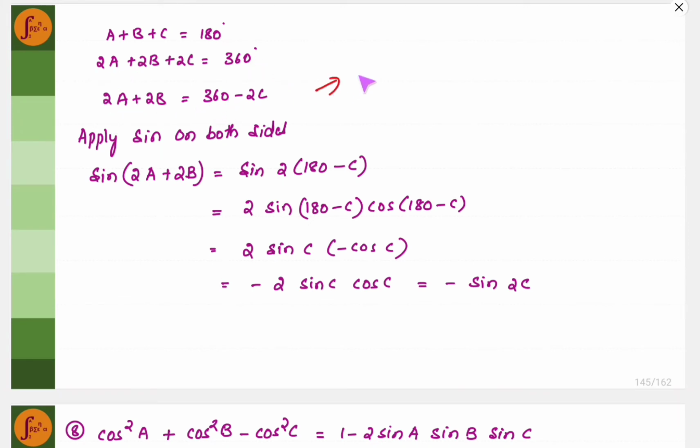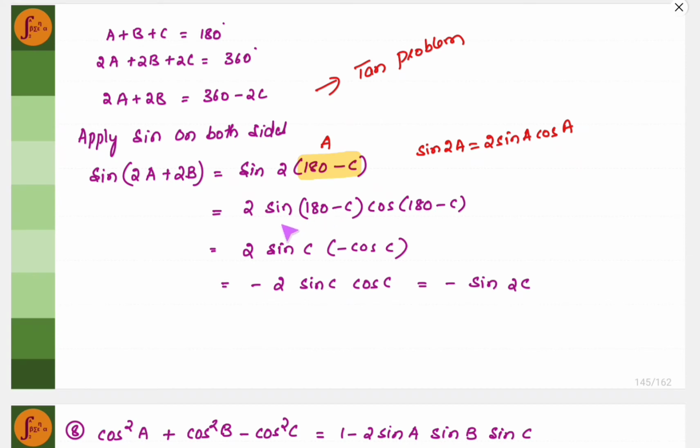We did the same thing in the tan problem, right? We applied tan on both the sides. Now we are going to apply sine on both the sides because we need to find out sine 2a plus 2b, right? And we can write this as sine 2 into 180 minus c. This is like sine 2a. What is sine 2a? Sine 2a is 2 sine a into cos a. Now instead of a, we have 180 minus c. So instead of a, we'll put 180 minus c here, right?